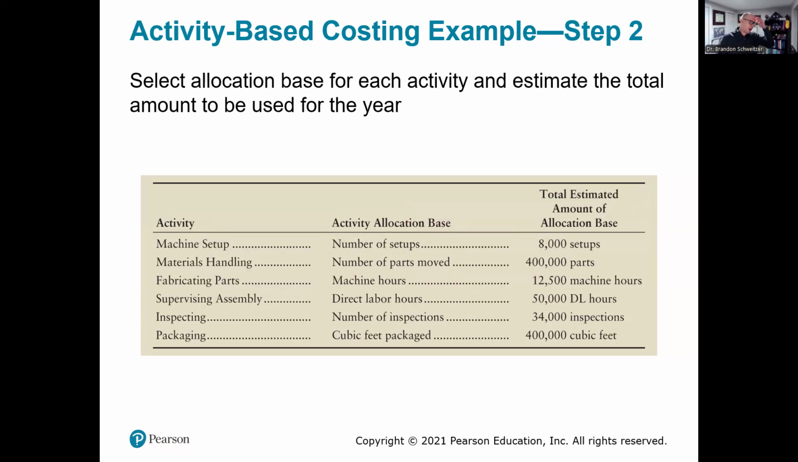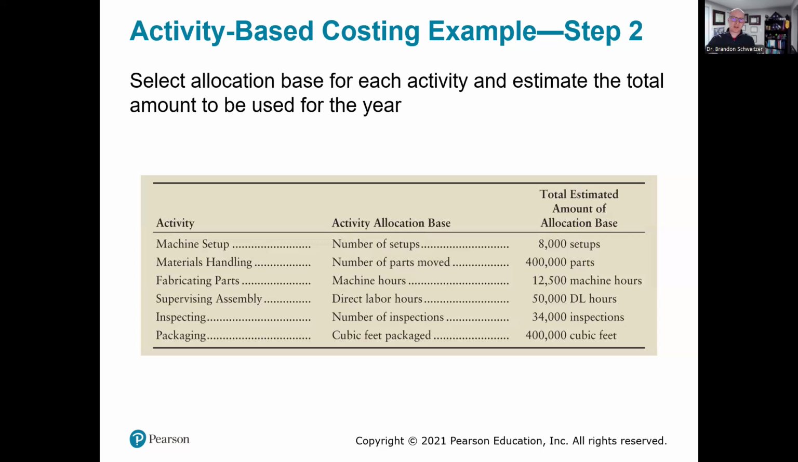So we've identified the activities and we know their costs, but it's also important in the second step to understand the number of times, things like the number of setups, parts, machine hours, direct labor hours, inspections, cubic feet, etc. This data helps us to understand how we are estimating the allocations based off of the activities.